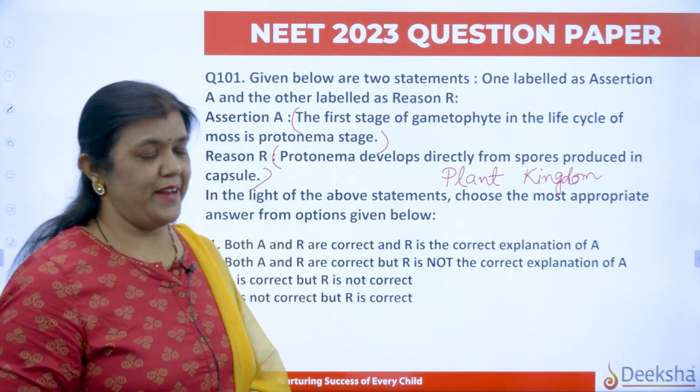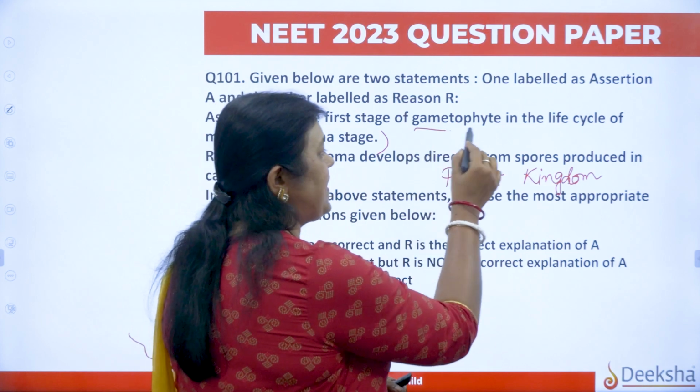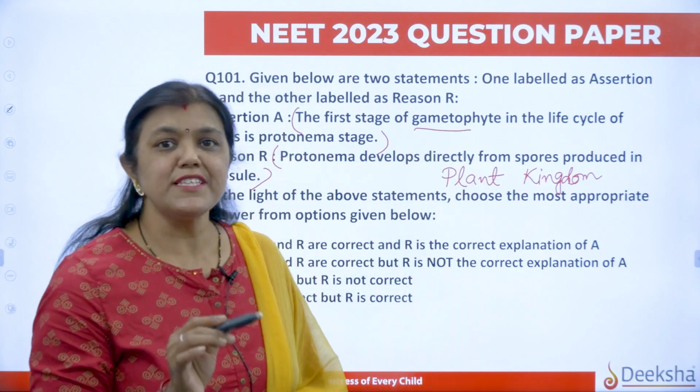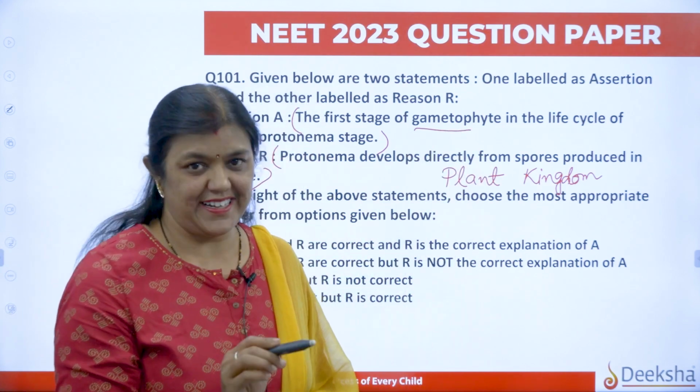Let us read again. The first stage of gametophyte in the life cycle of moss is the protonema stage. That is a correct statement.